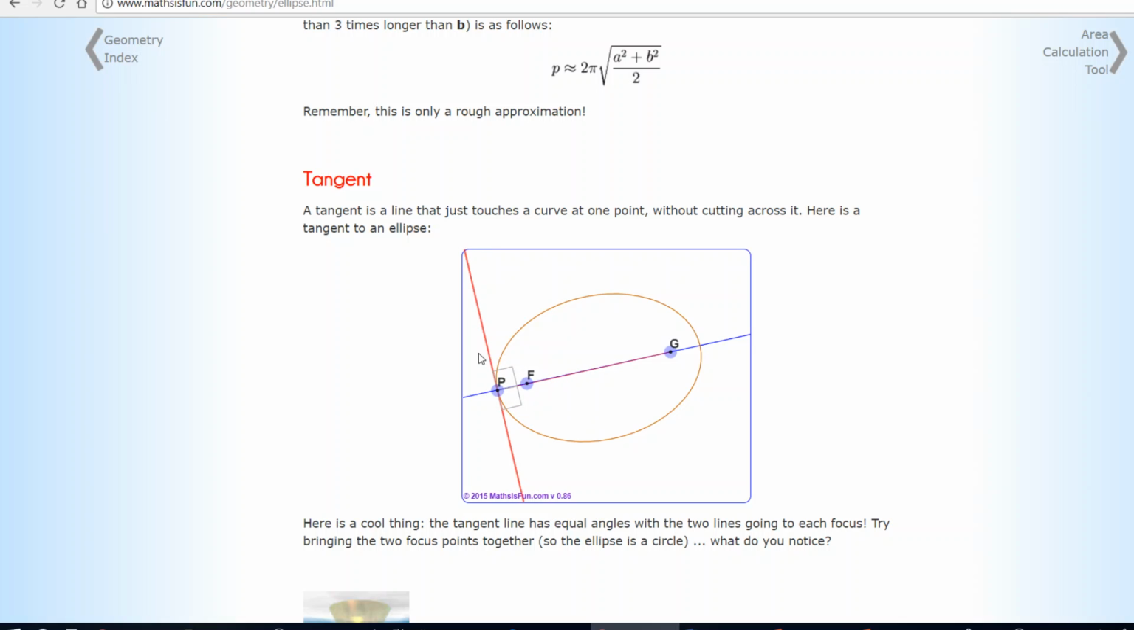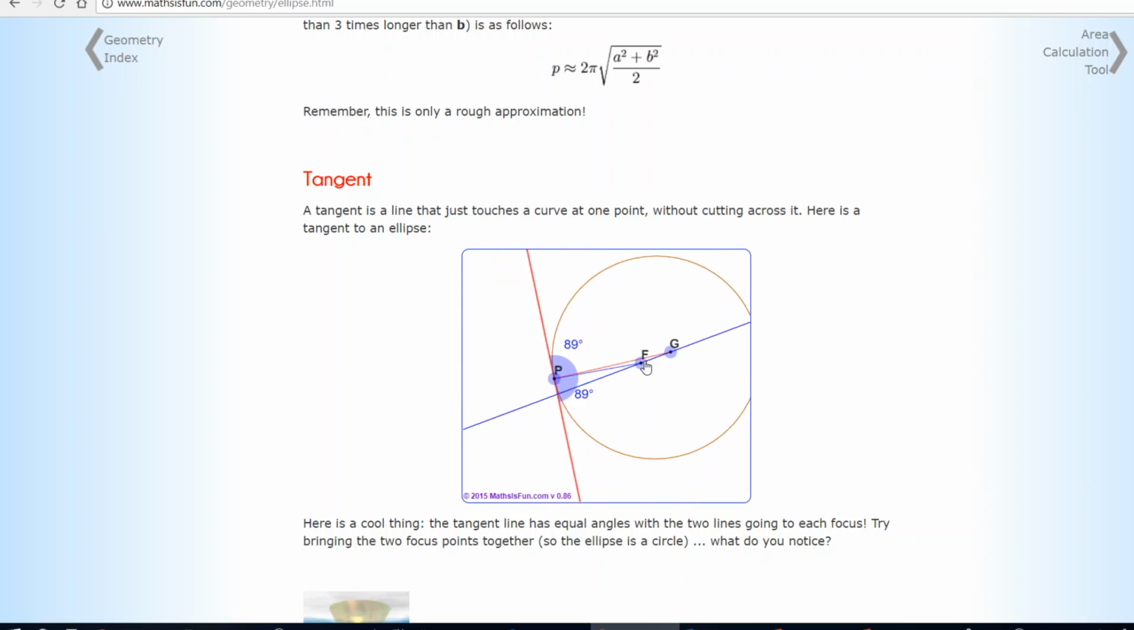I get right straight in line, I get a 90-degree angle. And notice if I put my two foci on top of each other, I end up with a circle. And now anywhere I move my P, I keep a 90-degree angle. The radius stays at a 90-degree angle to my tangent.